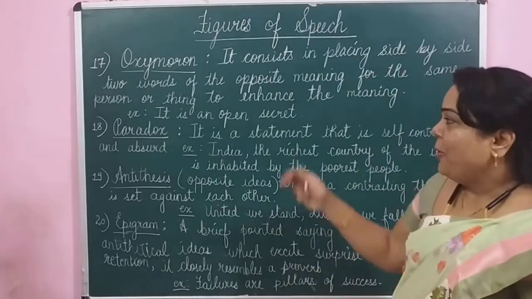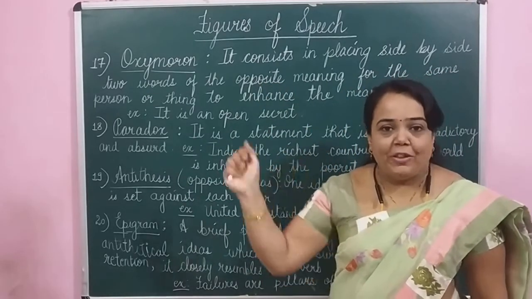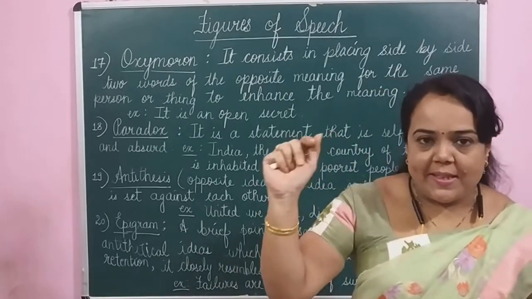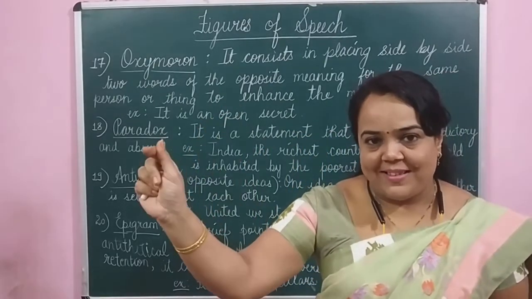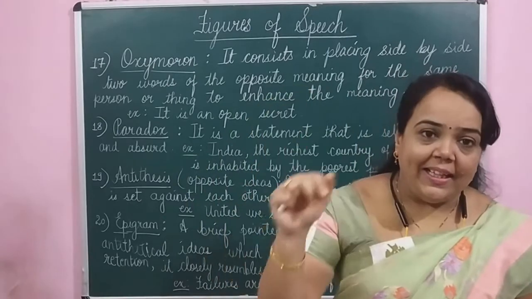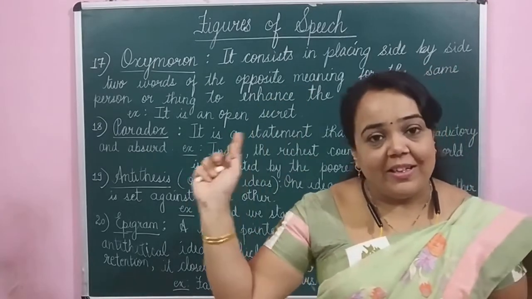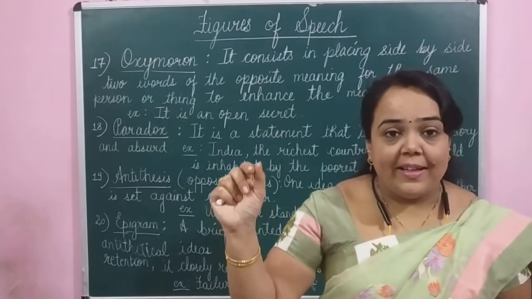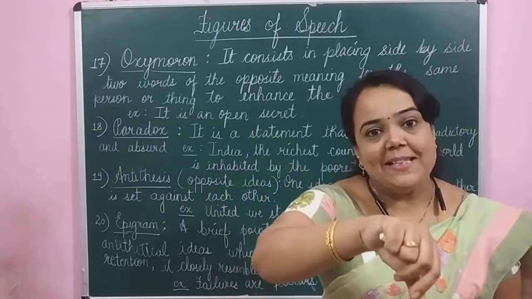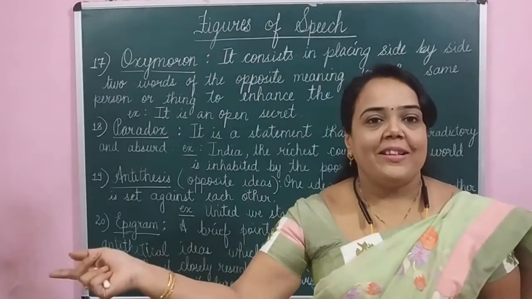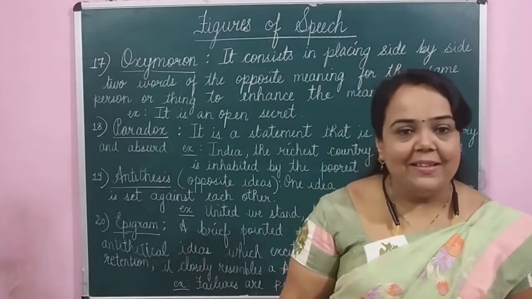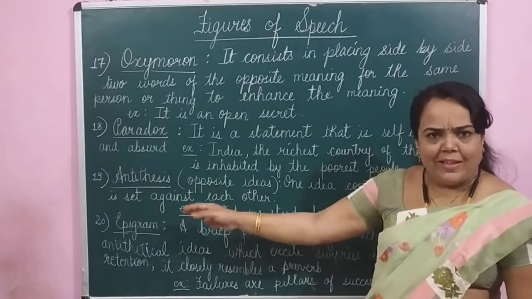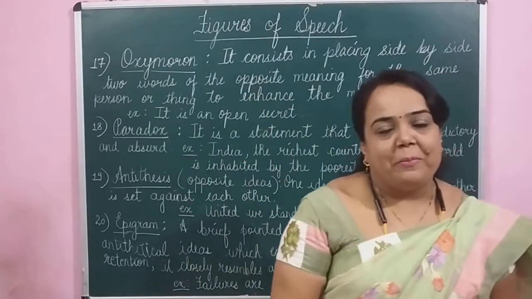Okay? I hope you might have understood the first three that we have taken. Oxymoron: opposite words, contradictory words. Antithesis: opposite, contradictory ideas. Paradox: a self-contradictory statement. What is being said in the starting is contradicted in the later part of the sentence. Now the last one related to this group, epigram.